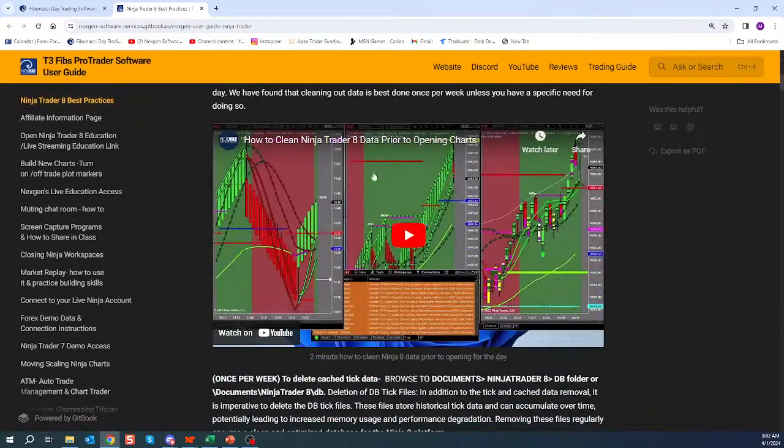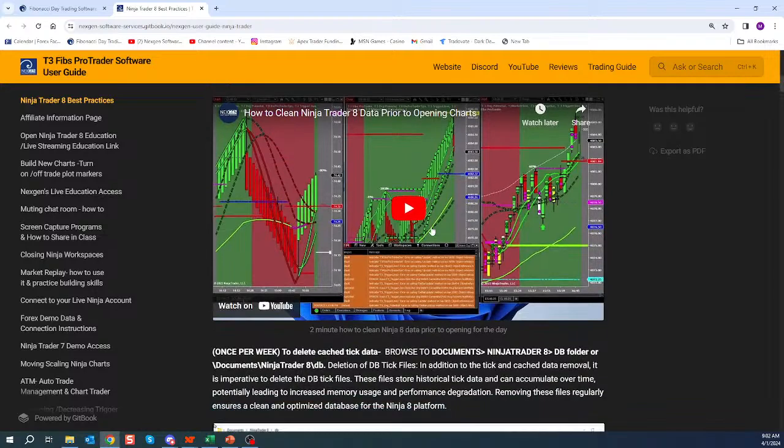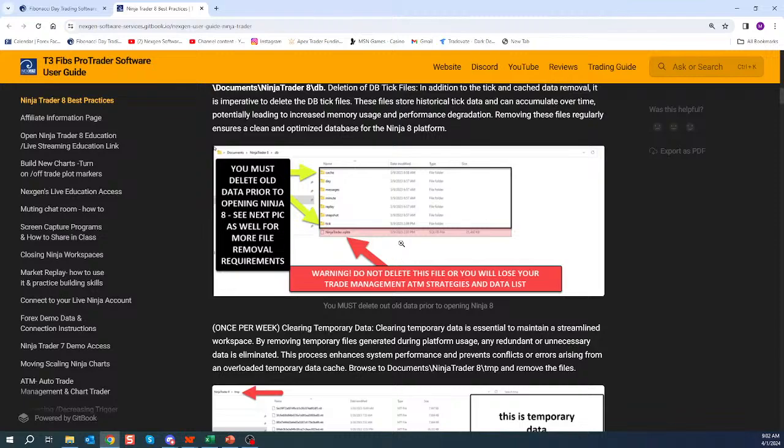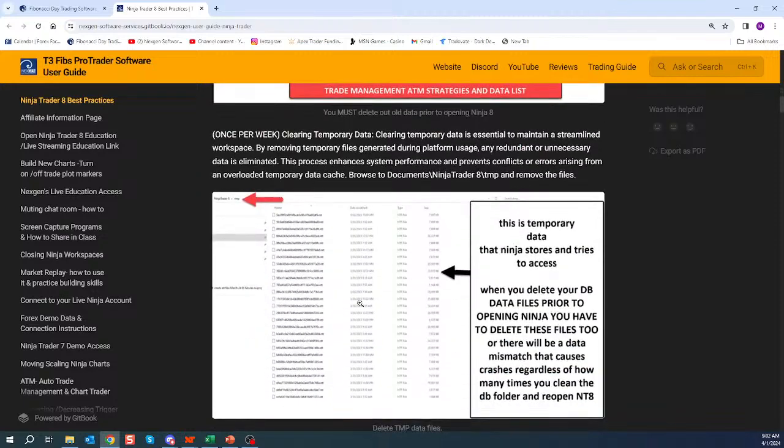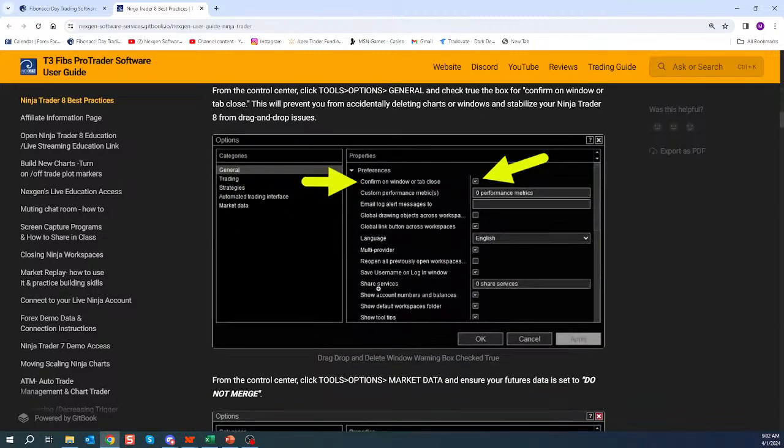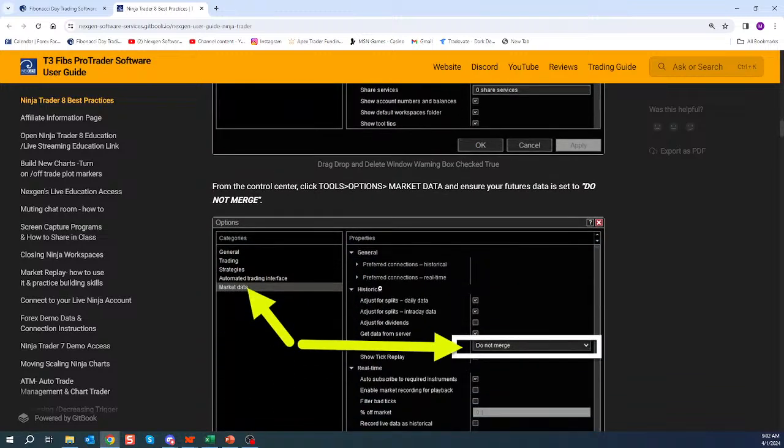And it goes through how to clean out NinjaTrader prior to opening charts. It goes through the whole thing right there. It talks about doing that data. It talks about taking those temporary folders out, making sure, confirming your window tab closed. Guys, there's a lot of best practices.